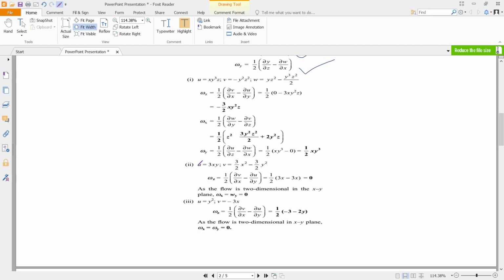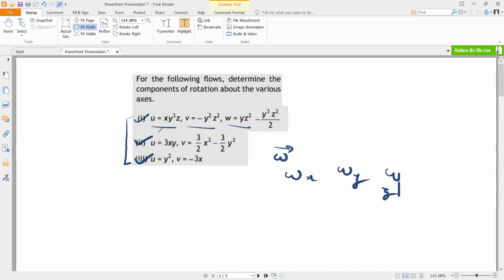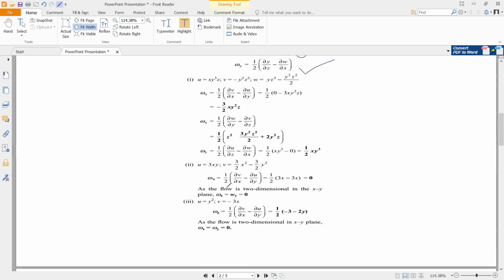Similarly, for problem 2, you do the same exercise. In problem 2, it is only u and v, and for problem 3 also u and v are given. So it is basically a two-dimensional flow field, with only x and y. So there will be only omega z, and there will be no omega x and omega y. In the second part, you can see that only omega z is there, and the value is 0. So it represents a case of irrotational flow.